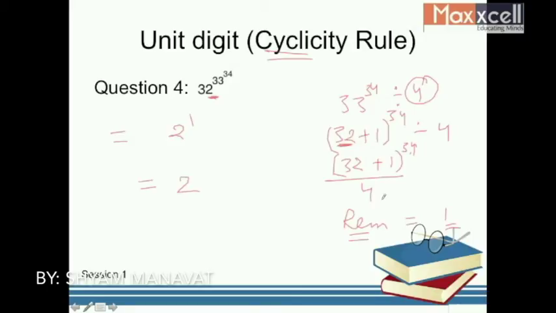Understood? Sure? Any question, any doubt, then ask. Should I repeat quickly?